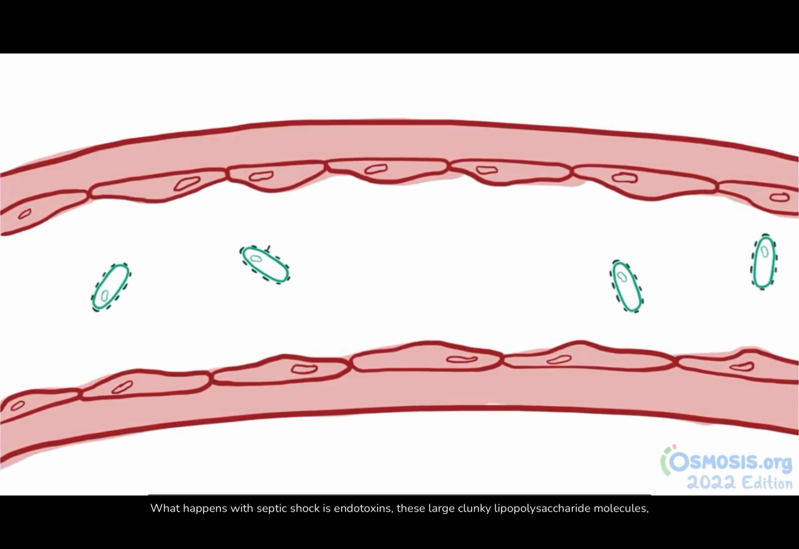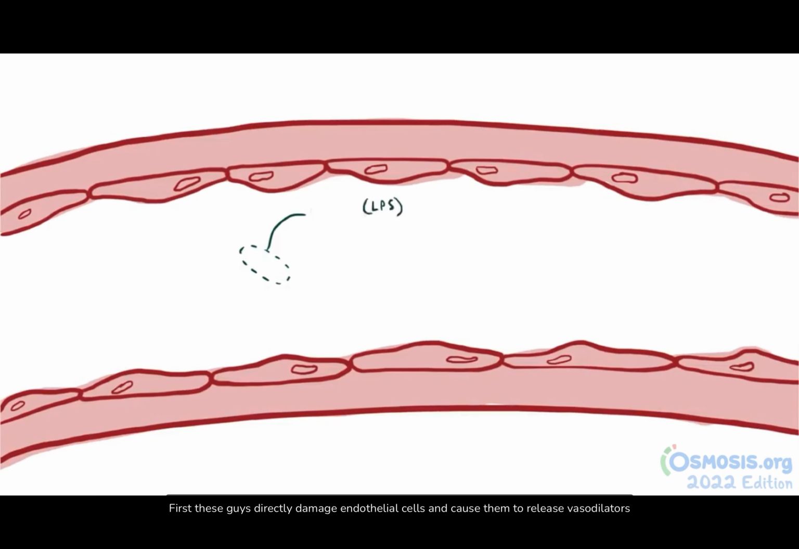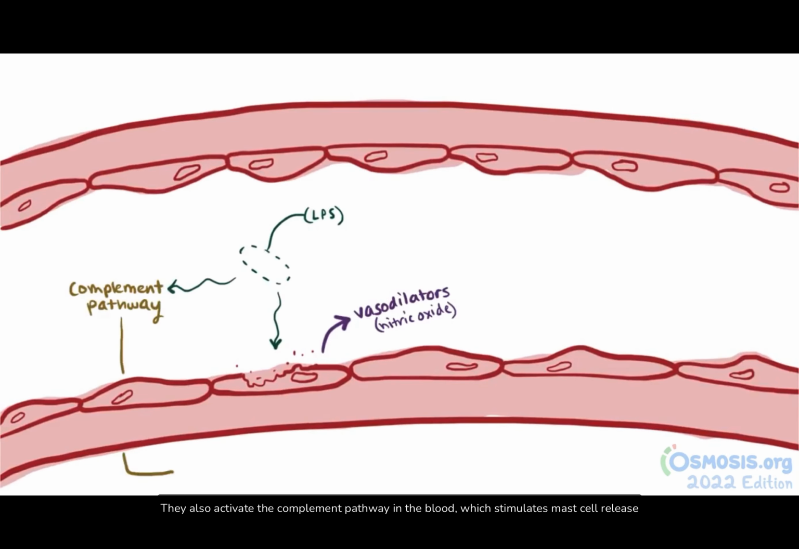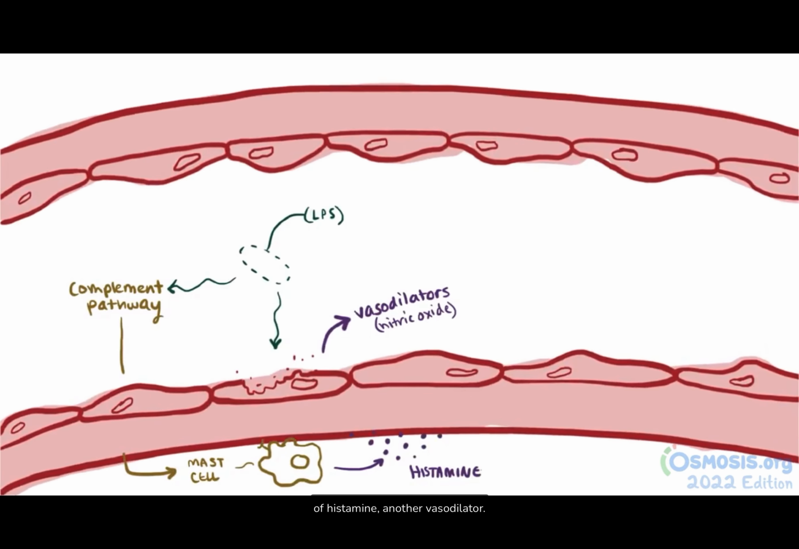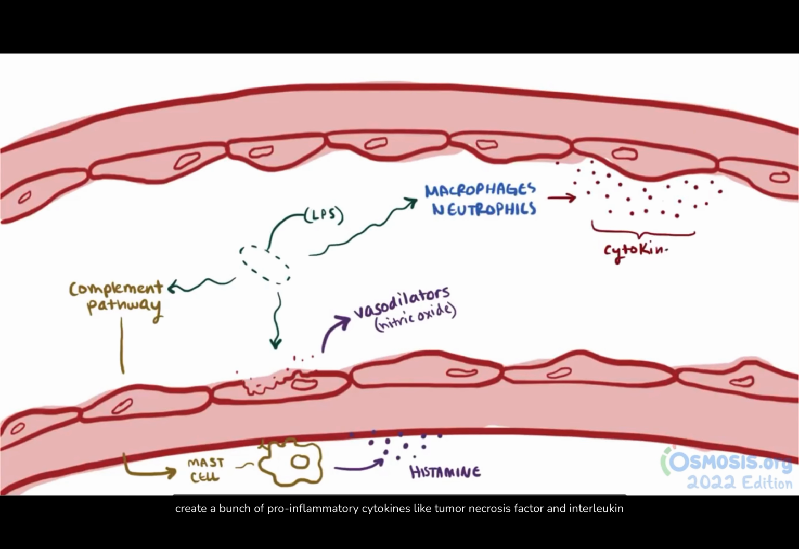What happens with septic shock is endotoxins, these large, clunky lipopolysaccharide molecules, sometimes just called LPSs, found in the outer membrane of gram-negative bacteria, cause a crazy cascade of events that ultimately leads to lowered perfusion. First, these guys directly damage endothelial cells and cause them to release vasodilators like nitric oxide. They also activate the complement pathway in the blood, which stimulates mast cell release of histamine, another vasodilator. The LPS molecules also activate immune cells like macrophages and neutrophils, which help create a bunch of pro-inflammatory cytokines like tumor necrosis factor and interleukin-1.